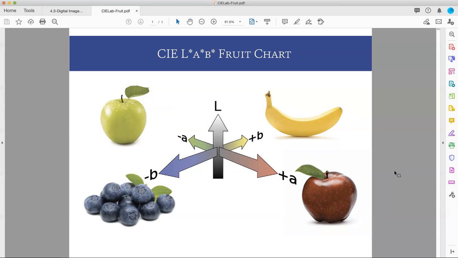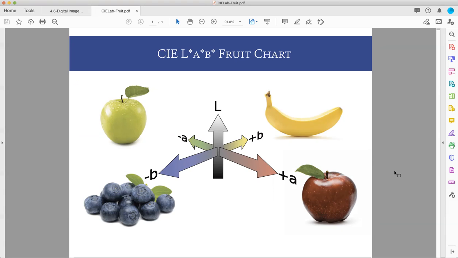The A and the B, just to help you understand that the positive and negative are not better or worse. They're not even exactly more or less. They're locations on a graph where 0, 0, 0 is the center of the graph and all the way dark. If you have an A star and B star of 0, you're talking neutral. Whether it's black, gray, or white, it's neutral. And that is what that is.